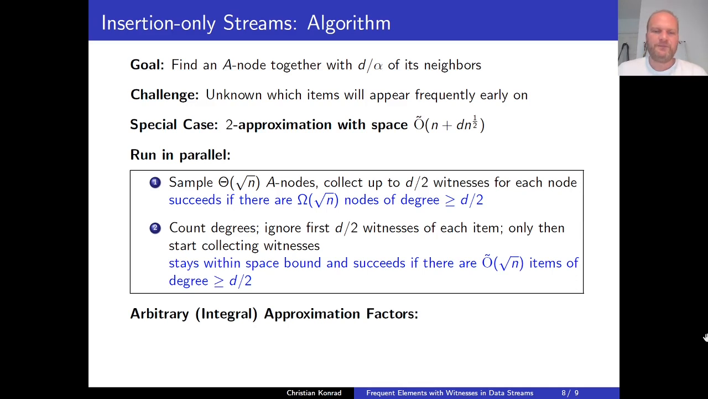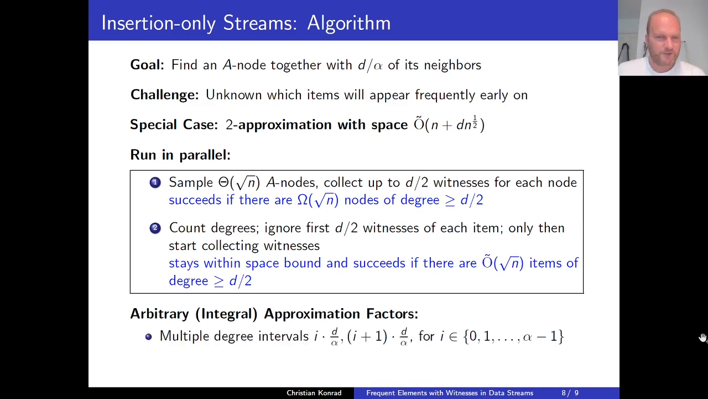Now, we extend this strategy to arbitrary approximation factors. Here we use these degree intervals from 0 up to d/2, and this strategy uses the degree interval from d/2 to d essentially to collect these witnesses. We need multiple degree intervals when we have arbitrary approximation factors. And also we need to do something slightly more clever in step 2, which can be done using reservoir sampling and again counting these degrees.